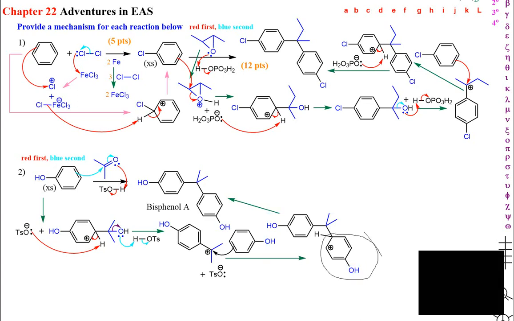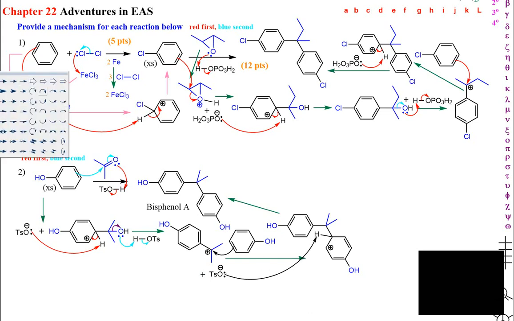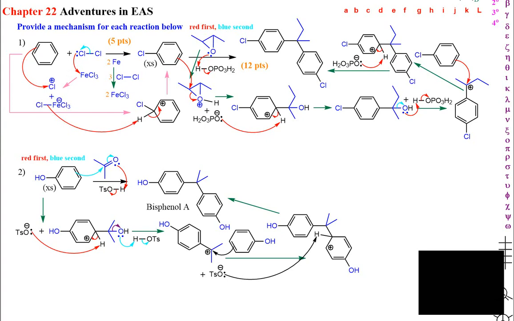Cyclohexadienyl carbocation needs to undergo re-aromatization using the toluene sulfonate generated in the previous step. Toluene sulfonate completing the second catalytic cycle for toluene sulfonic acid by becoming toluene sulfonic acid. There's the re-aromatization step. And there you have it.